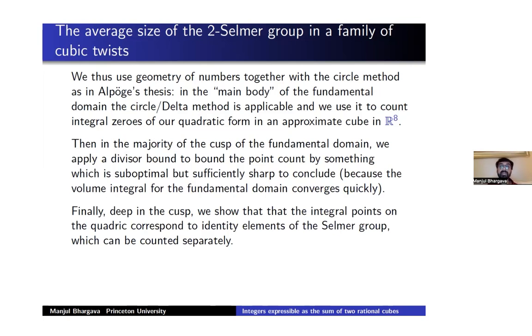points there are very rare, except for a certain subvariety that sits in that cusp, where all the integer points happen to correspond to identity elements of the Selmer group. And so we don't have to count those. Identity elements are easy to count separately. So we show that deep in the cusp, most of the integral points just correspond to identity elements. And so that's how we end up getting the asymptotics for the number of integer points in an unbounded region on a quadric inside R8.